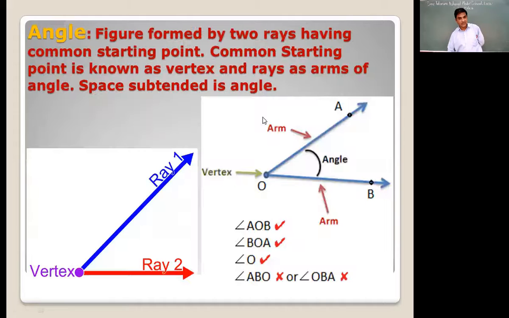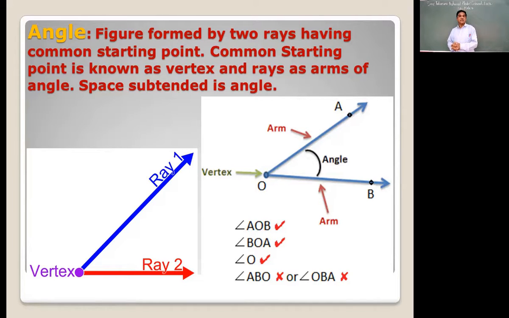Now, what is meant by an angle? When we take two rays together, and they have a common starting point, this figure is known as an angle. The common starting point of the two rays is known as the vertex of the angle, and the rays are known as the arms of the angle. All the space in between ray 1 and ray 2 is known as an angle.